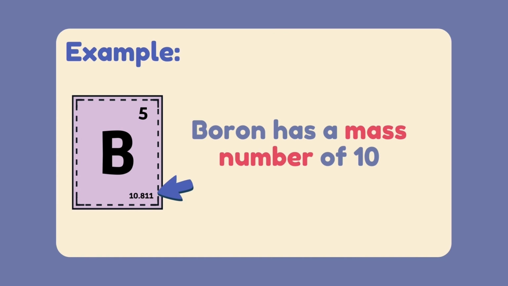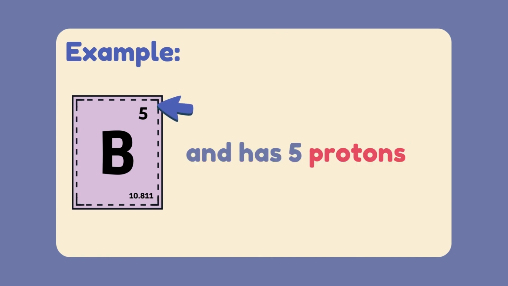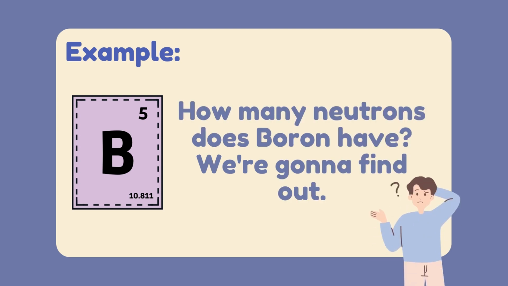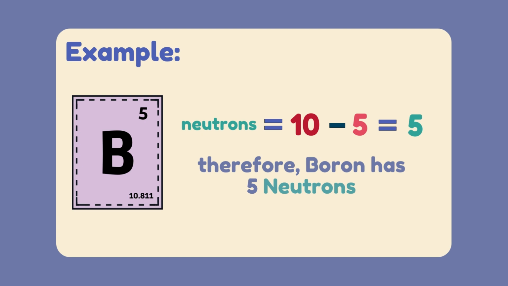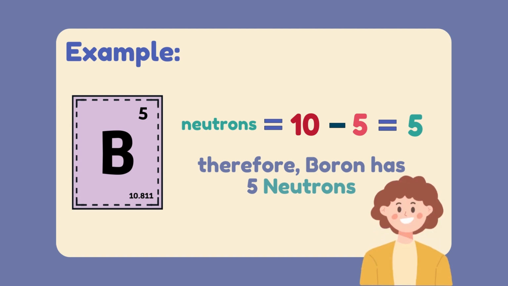Boron. Boron has a mass number of 10 and has 5 protons. How many neutrons does boron have? We're gonna find out. We rearrange this to neutrons is equal to mass number minus protons. So the mass number, 10, minus 5 protons is equal to 5. Therefore, boron has 5 neutrons.